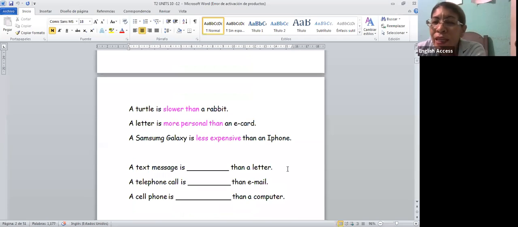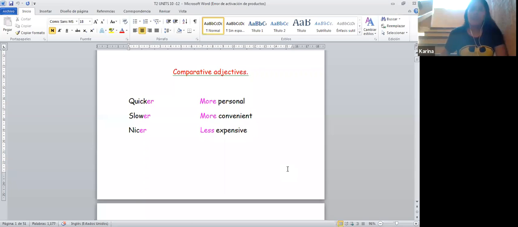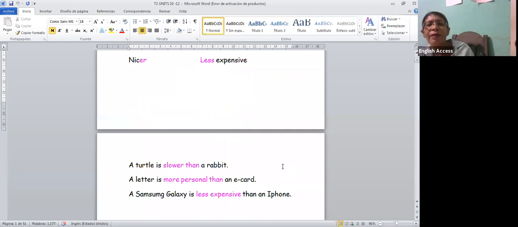Well, and also we started using the comparative adjectives. Remember, when we have a short adjective, we add ER or IER at the end of the adjective to make it a comparative. For long adjectives, we use more or less. Like quick, quicker; slow, slower; nice, nicer; more personal, less personal; more convenient, less convenient; less expensive, more expensive, like that, okay?